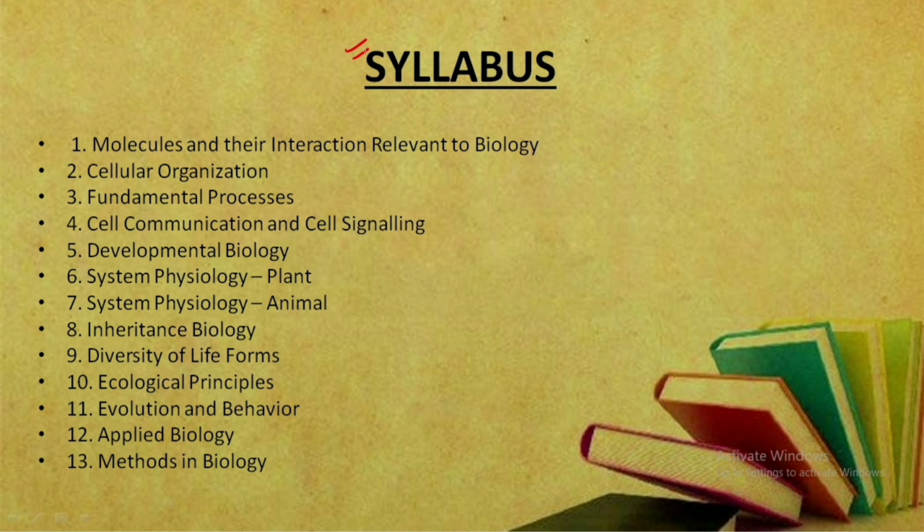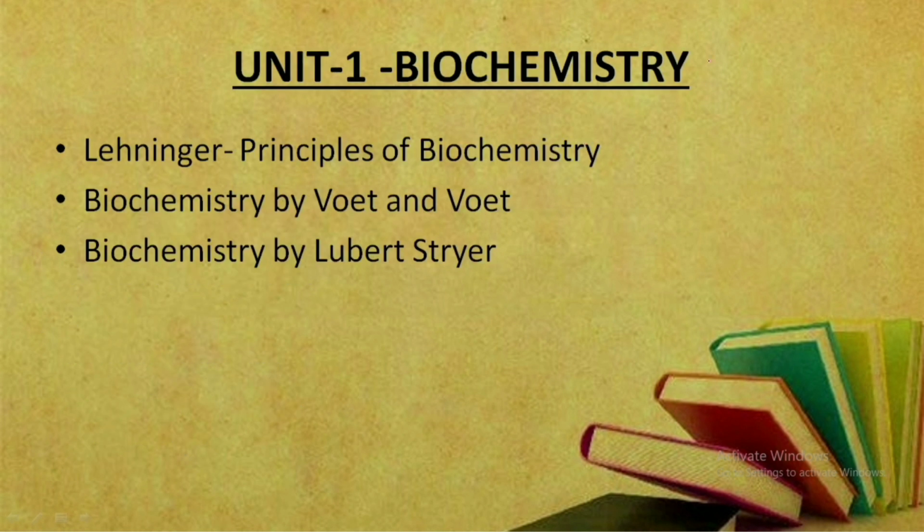For the first unit, that is molecules and their interactions relevant to biology, or biochemistry, the very first book is Lehninger, Principles of Biochemistry. You can use this book for clearing all your basics and for the advanced level of studies also. You can also use the book by Voet and Voet or by Lubert Stryer. You can use any of these books depending upon your preferences. You can go through the content of the book and find which book suits you, and depending upon that, select the book that you want for the preparation.